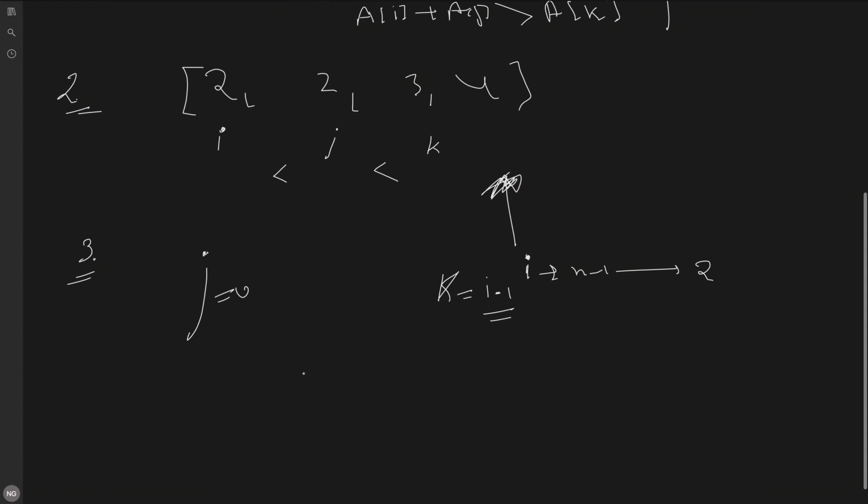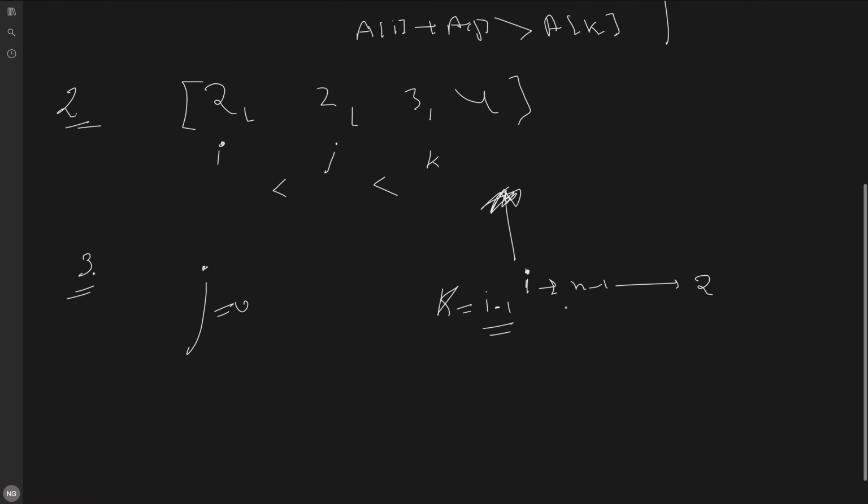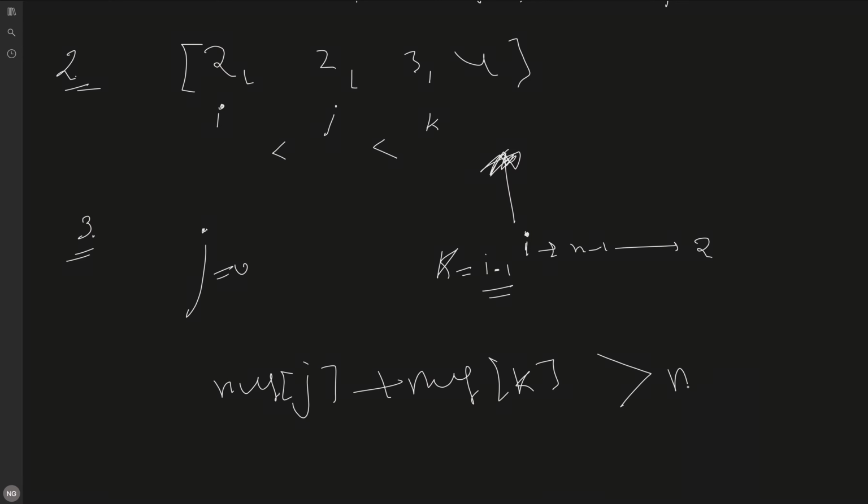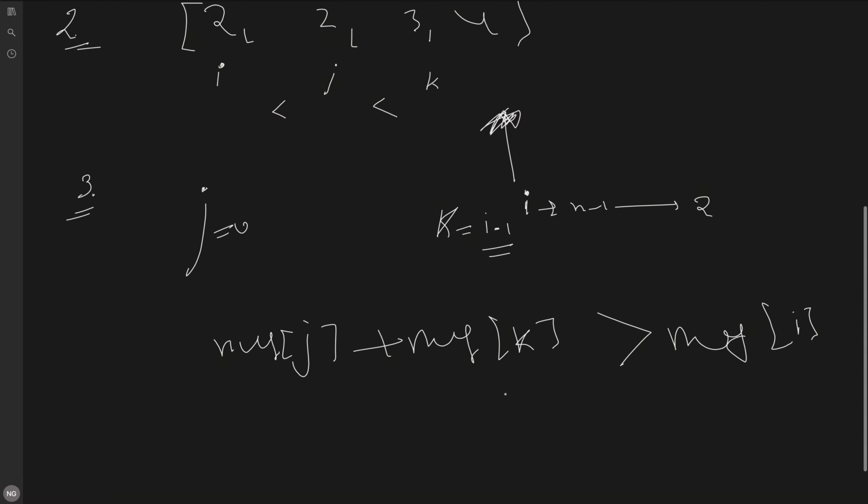Now what we need to compare, we need to check two conditions as per the previous solution, which are always true: nums of i plus nums of j is greater than nums of k, and nums of i plus nums of k is greater than nums of j. Now we need to just check the third condition, which is nums of j plus nums of k.